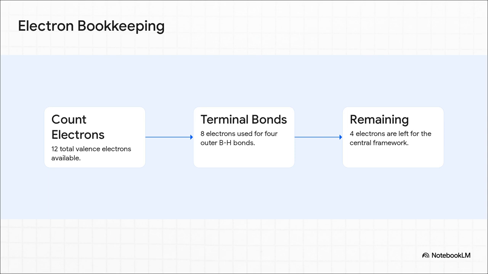Let's do a little bit of chemical accounting, just to see why this thing is so weird. Okay, so each of the 2 boron atoms brings 3 electrons to the table, and each of the 6 hydrogens brings 1. That gives us a grand total of 12 electrons to work with. Now, we use 8 of those right away to form the 4 normal, sturdy bonds on the outside of the molecule. That leaves us with just 4 electrons.